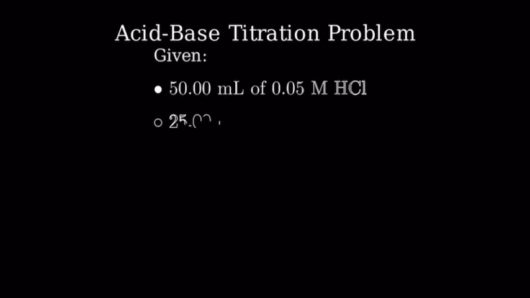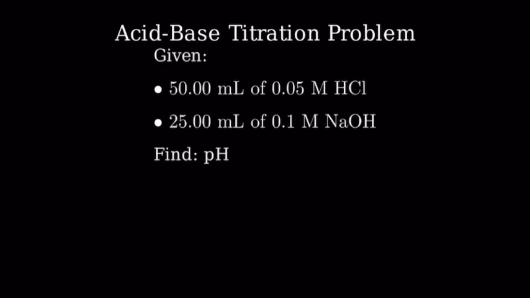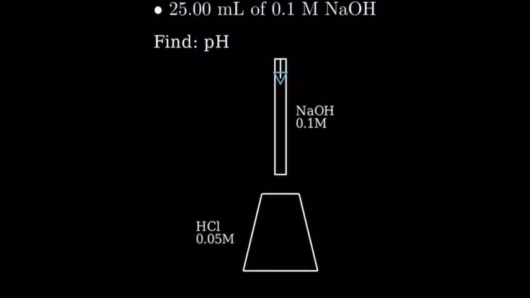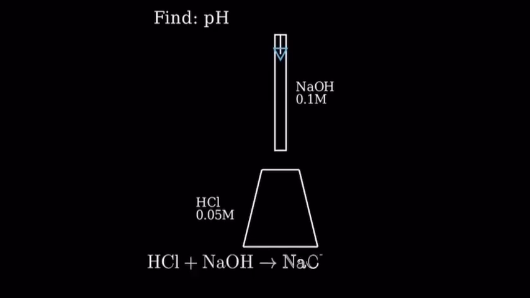We need to find the pH after adding 25 milliliters of 0.1 molar sodium hydroxide to 50 milliliters of 0.05 molar hydrochloric acid. Let's visualize this titration setup. We have our Erlenmeyer flask containing the hydrochloric acid solution, and we're adding sodium hydroxide from the burette. When these solutions mix, they undergo a neutralization reaction.